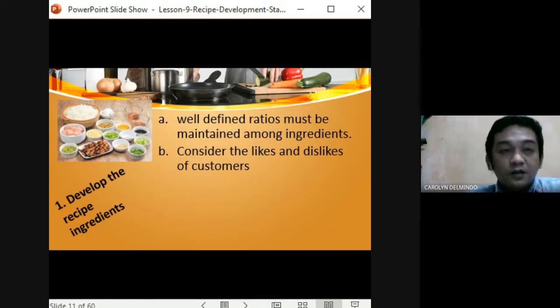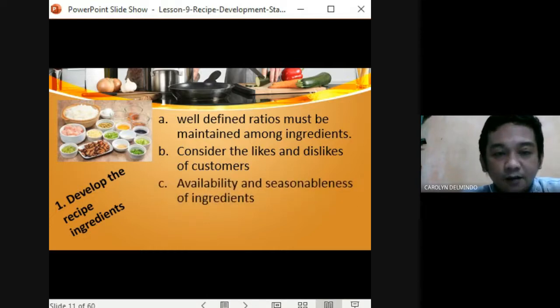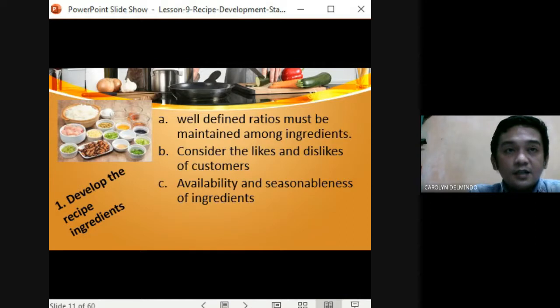Gusto ng customer natin ay mga Korean foods like spicy ones and kimchi's and samgyups. Right? So we're going to consider most of what customer likes. Okay? Okay, availability and seasonability of the ingredients. So we're going to consider also the availability of ingredients. So if ingredients is in season, like fruits or vegetables, you have to consider those things.